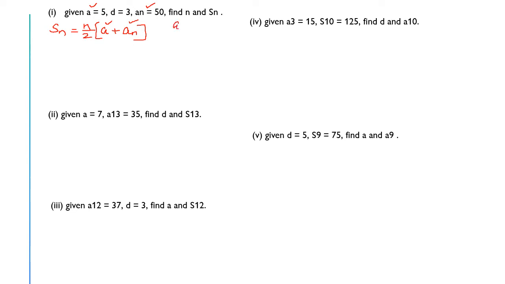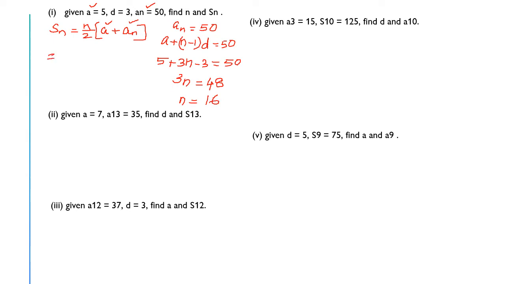Okay, so an is given as equal to 50. What is an? A plus n minus 1 into d. That is given as equal to 50. What is a? A is 5 plus n minus 1 into 3. So you get 3n minus 3 is equal to 50, or you get 3n is equal to 5 minus 3 is 2. So you get 3n is equal to 48, or n is equal to 48 by 3. 48 by 3 is 16. N is equal to 16.